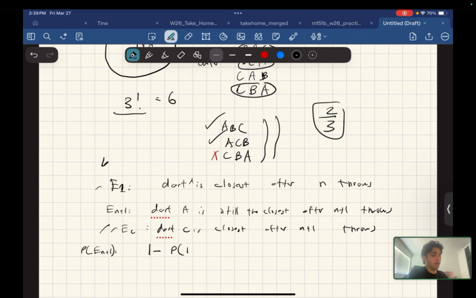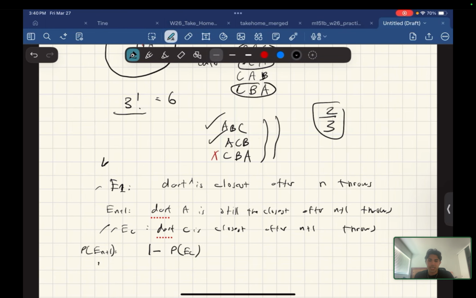What's happening here as well? In the first n throws, A is the closest, and on the n+1 throw, C may or may not be the best. But both can be true, therefore they're independent. But that's not why they're independent, but you can see why they're independent. So now we're saying the probability of E n+1 is 1 minus the probability of event C. Event C is where C is the closest dart after n+1 throws, and event n+1 is the case where A remains the closest throw after the n+1 throw. So they're complements, right?